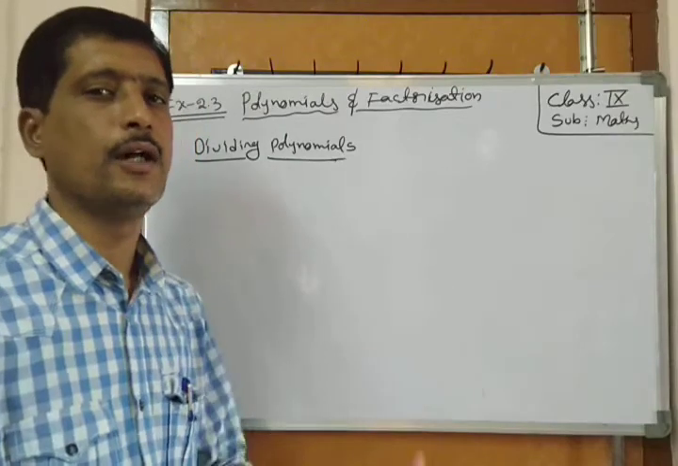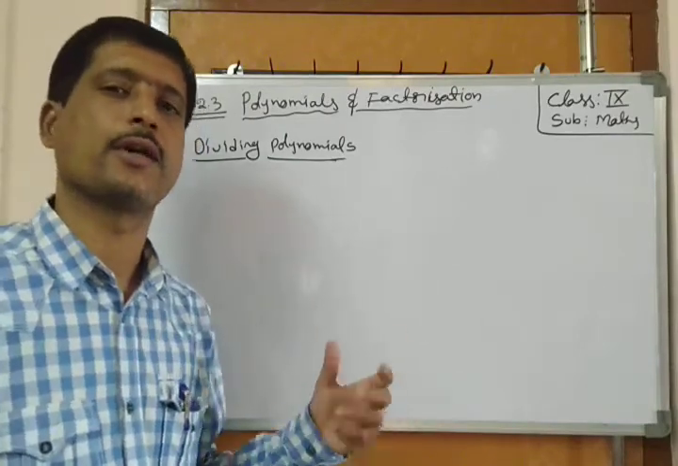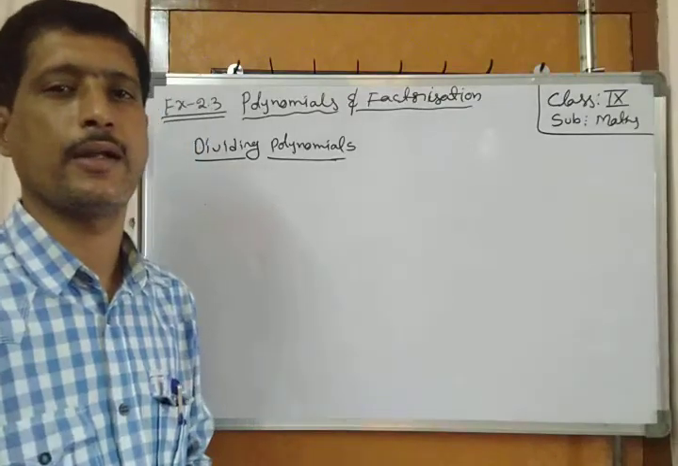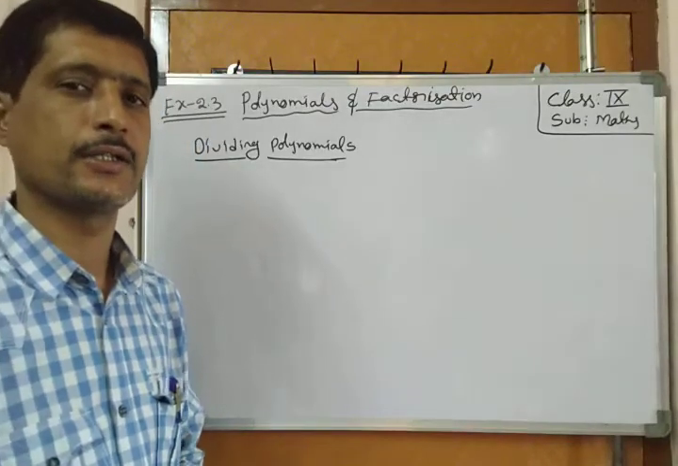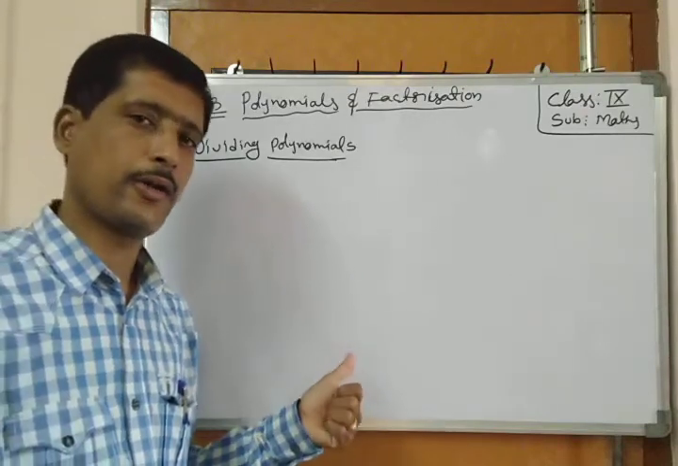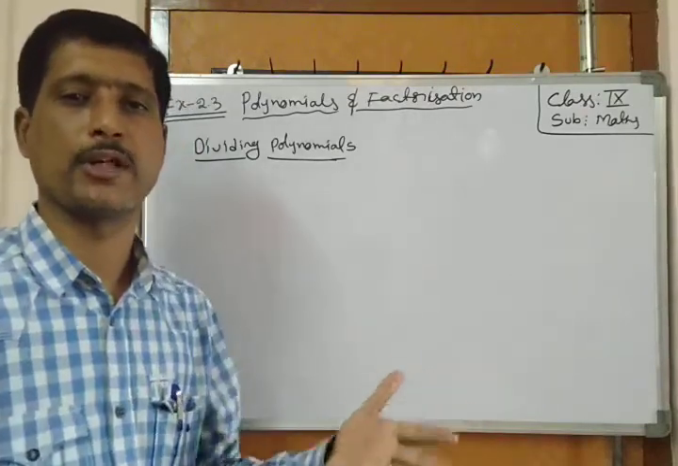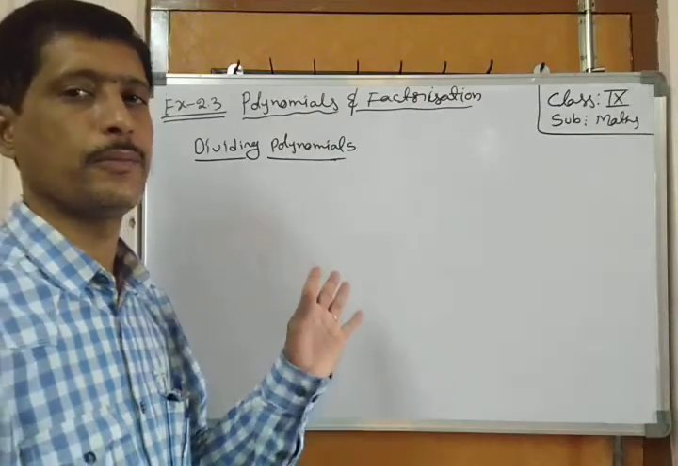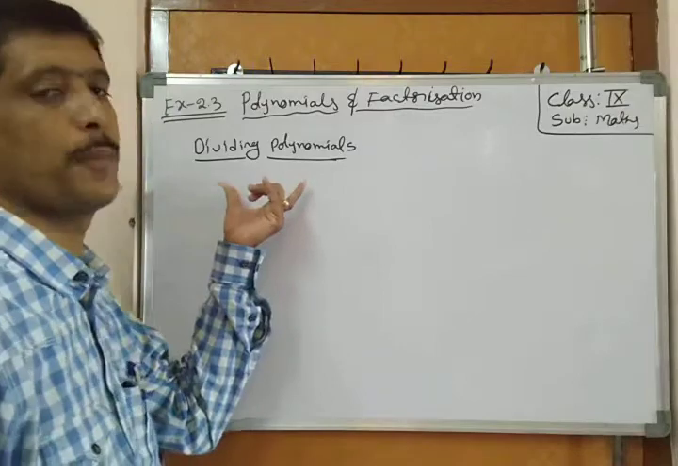In the previous class we discussed the 2.1 exercise and 2.2 exercise. In the 2.1 exercise: what is a variable, what is a constant, what is the degree of a polynomial, what is a monomial, binomial, trinomial, and so on. Next, in the second exercise, the zero of the polynomial. Next, find p of x, where some polynomial is given. Find p of 1, p of 2, and so on. Next, based on the third exercise, that is dividing the polynomials.